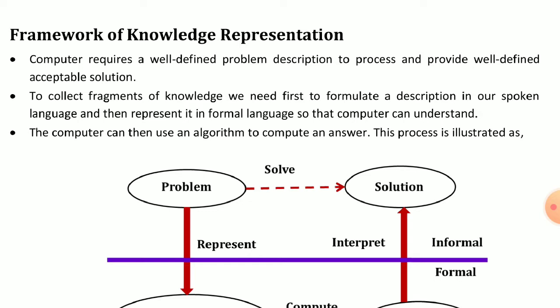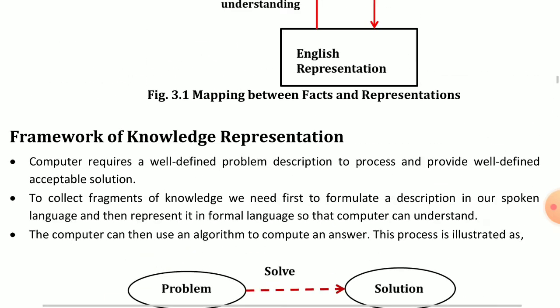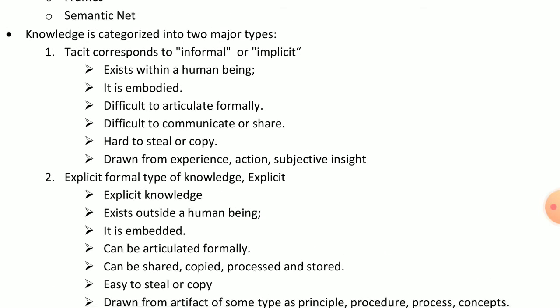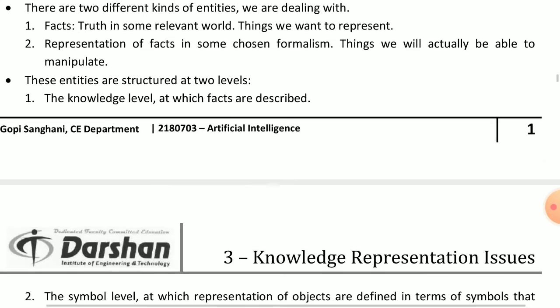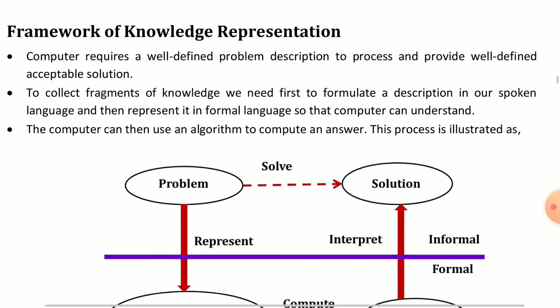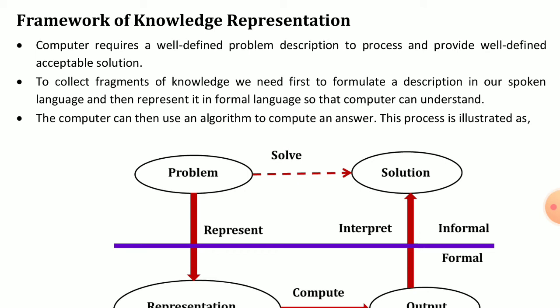In this unit 3, in the first video, I will explain the basic introduction: what is knowledge, what is representation, and two types of knowledge, explicit and implicit, then mapping between facts and representation. These topics are completed. Now I will start the next topic, framework of knowledge representation.